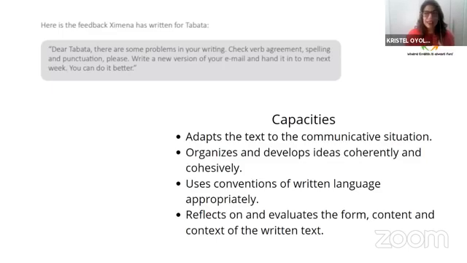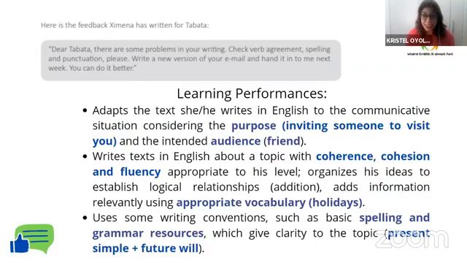Yes? So let's see. The learning performances, actually here I adapted a little bit to the task, to Jimena's task as a teacher. So the learning performance based on the national curriculum says: adapts the text. She or he writes in English to communicate situations considering the purpose. What is the purpose in this writing? Inviting someone to visit you. And the intended audience. What is the audience? A friend. I wonder if Tabata fulfilled this capacity.